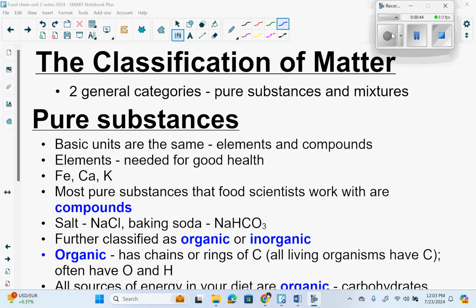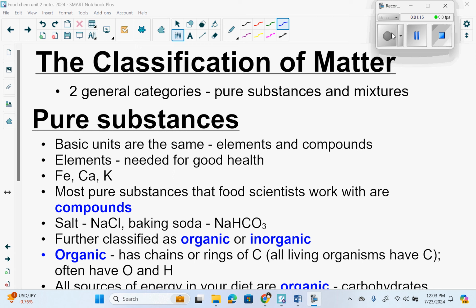Those are elements. Now, most pure substances that food scientists work with are actually compounds. This is a combination of the elements like salt, NaCl, baking soda, NaHCO3. So why are compounds also considered pure if you're combining the elements? That's because this combination has to keep its ratio. So salt will always be NaCl. There's no NaCl2 or Na2Cl. That doesn't work. It has to be one Na and one Cl.